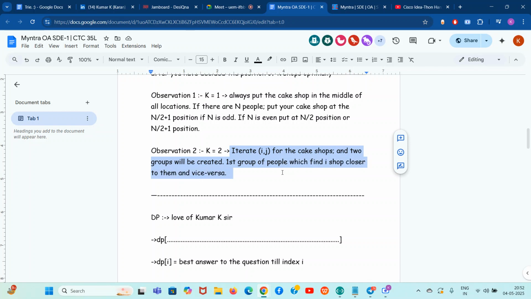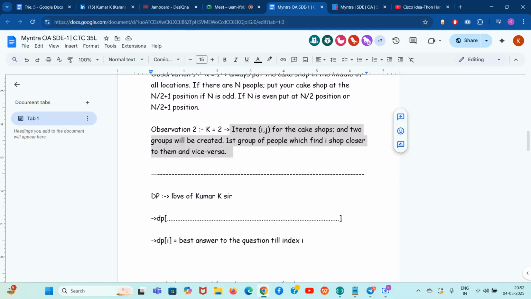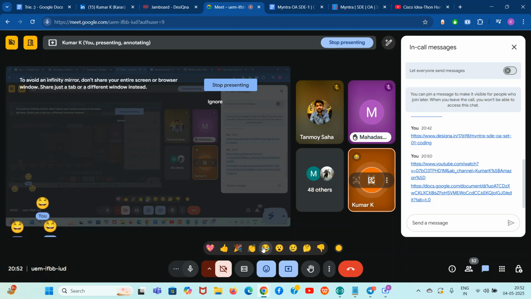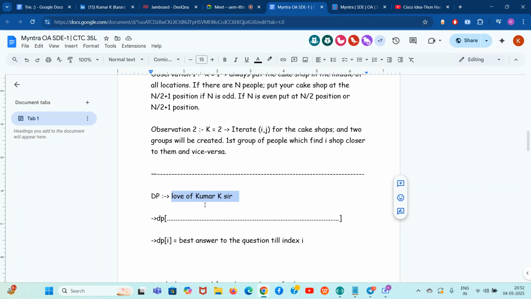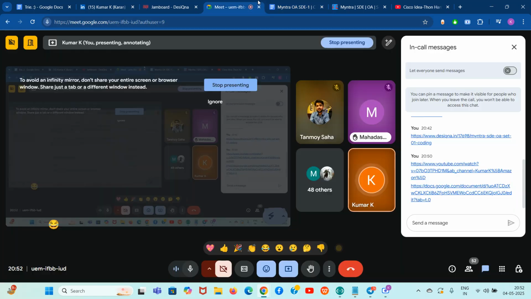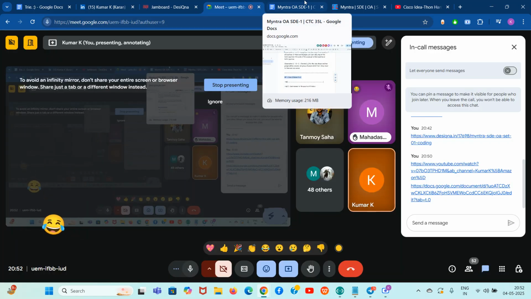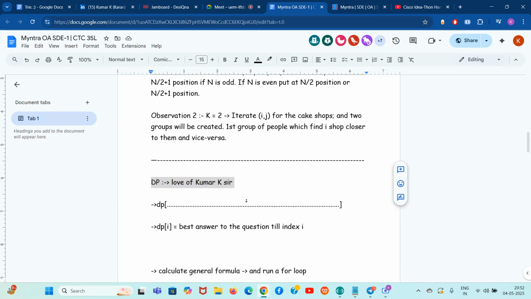Now, guys, dynamic programming. Love of Kumar Kesar is not a girl, it's dynamic programming, DP. So we have to use DP here. Unfortunately, the love is not a girl, so we have to love DP now. So, guys, dynamic programming, how to do it, what to do. Think about it.